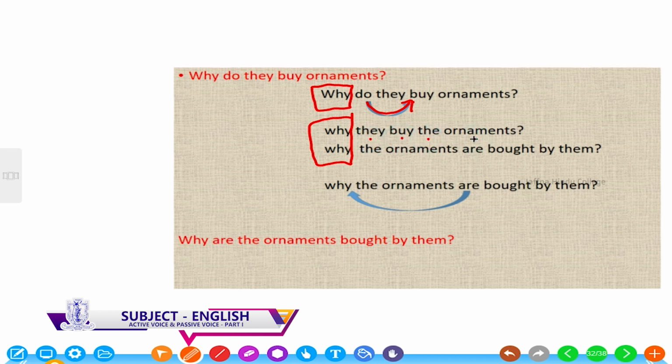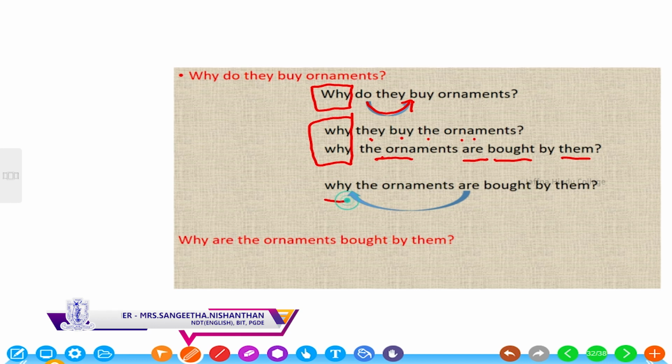Who? They. What do they do? Buy, it is the verb. What do they buy? The ornaments, it is the object. So, bring the object to the beginning after the WH, the ornaments, plural and simple present tense. So, the be verb are plus the past participle of the main verb, bought. By, they is changed as them. Now, it is changed into passive voice, but not as the question. So, we have to make it again as a question.